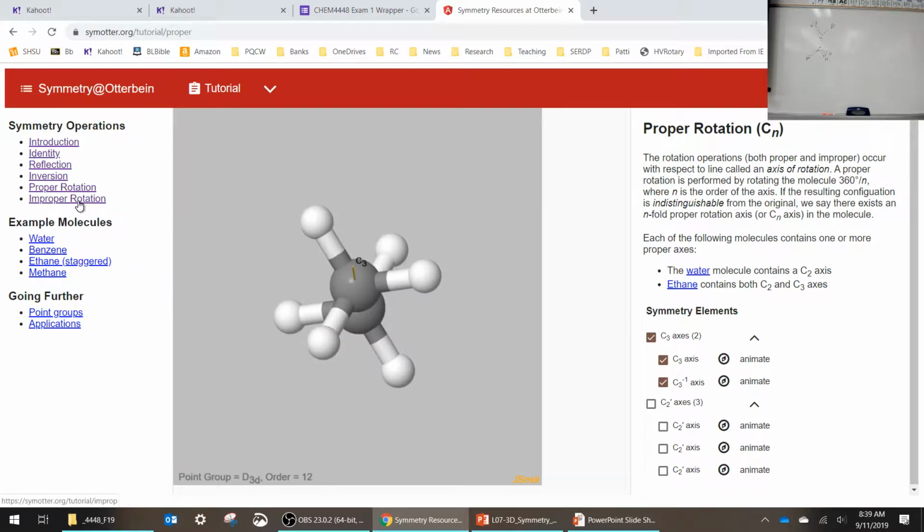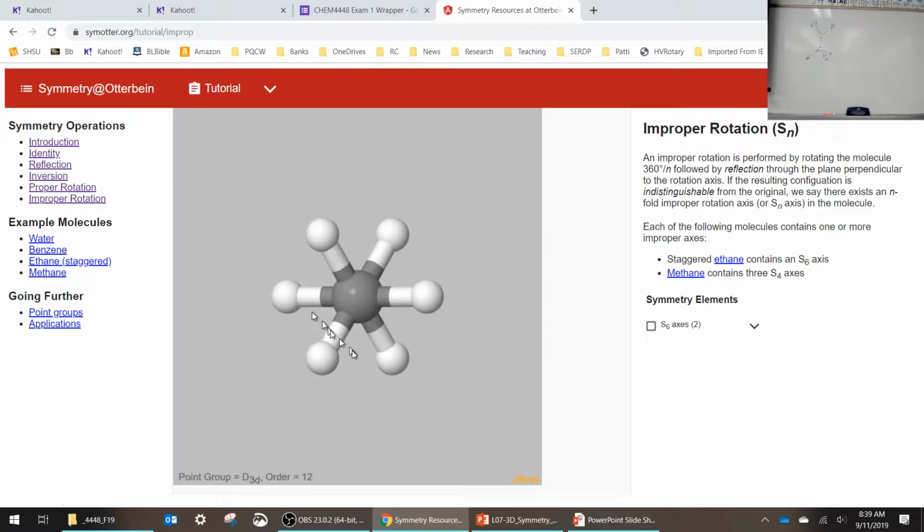That's proper rotation. Let's do improper rotation. Staying with methane, if I wanted to get this hydrogen not to exchange with this one, or that one, or this one with a C2, how could I exchange it with that one? So how could I get this hydrogen to move to that position? I can't get there with a C3. I can't get there with a C2. There's one other operation that I could do.